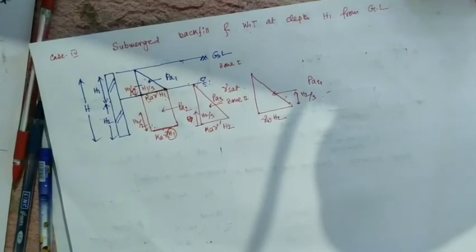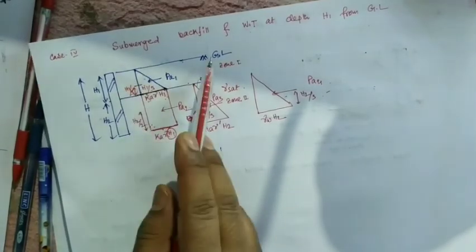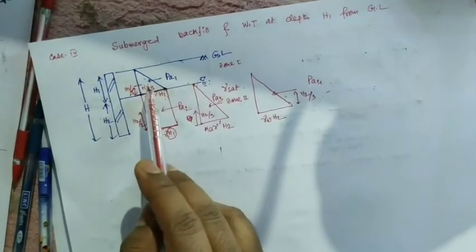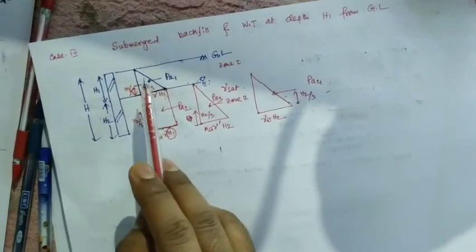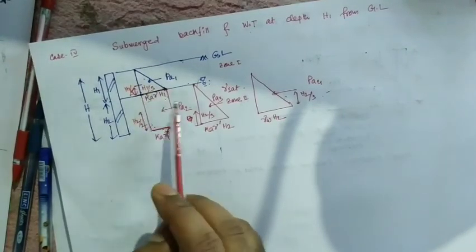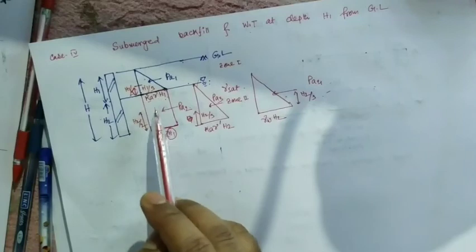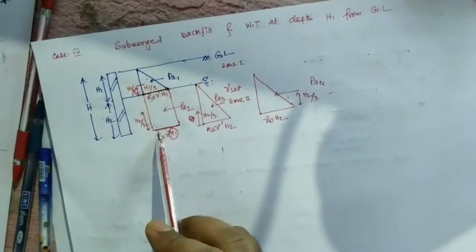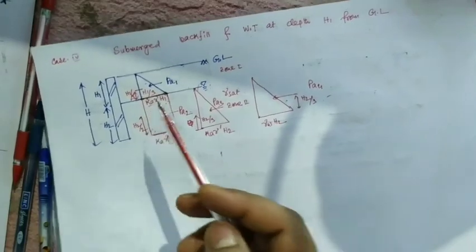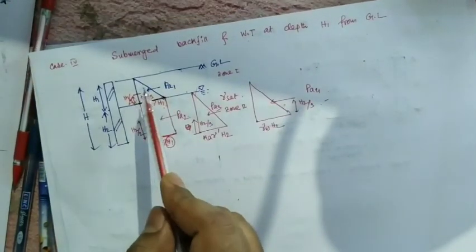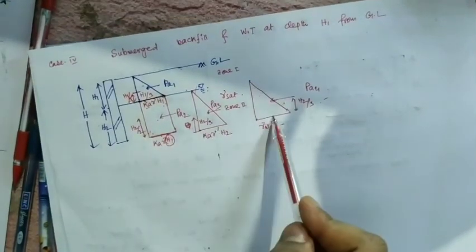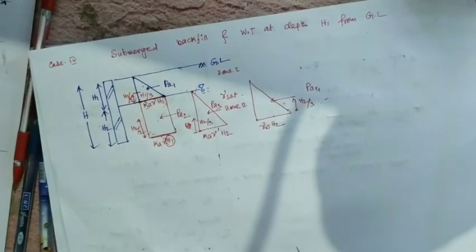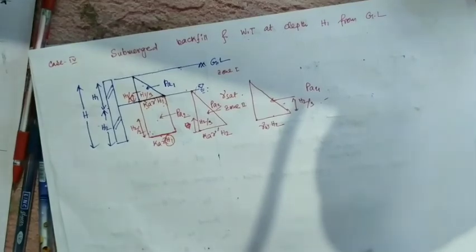So how many pressure diagrams did we get? One is for dry soil, that means from ground level to the water table, which is triangular in nature, and that pressure will behave like a surcharge when it goes through zone 2. So 1, 2, 3, 4. We got 4 pressure diagrams, so we have to calculate for the 4 pressure diagrams individually.